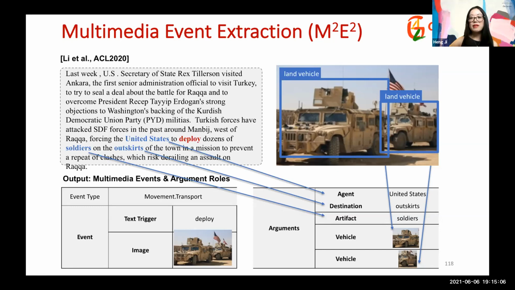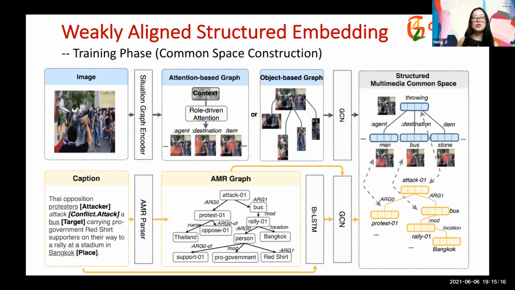So for example, here from the text, we can find agent and artifact. From the image, we can find the vehicles involved in this movement event. So the basic idea is very similar to what I have already described for the multilingual setting. The only difference is that we need to convert each image into a graph, right? So there are many different ways you can do this.